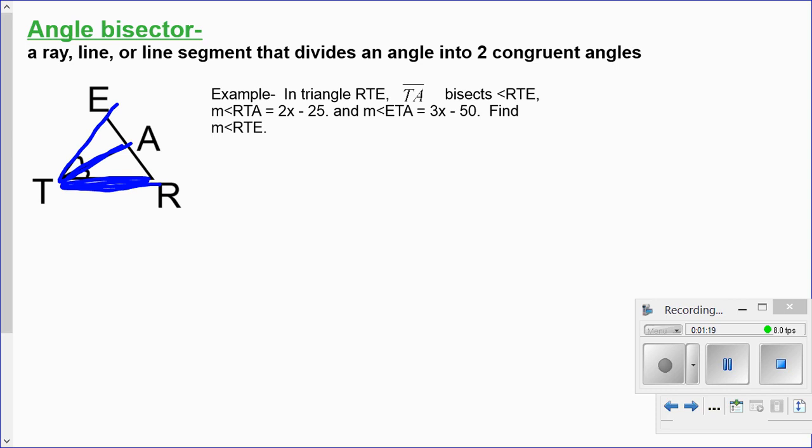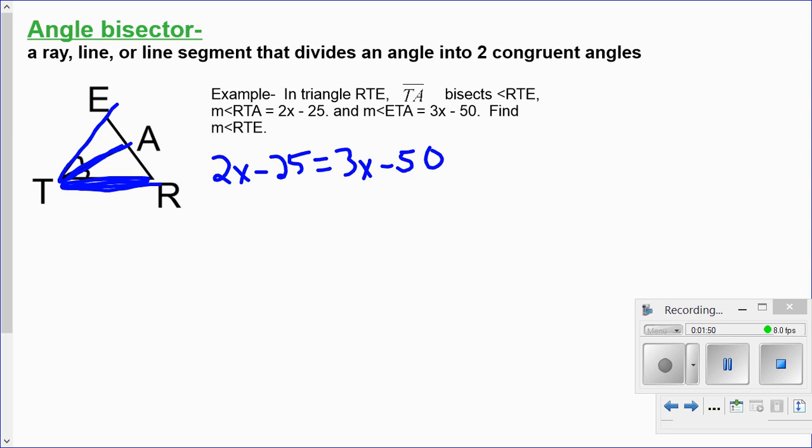So we know that if the larger angle, angle ETR, is being bisected, then the two smaller angles, the ones that were just mentioned, RTA and ETA, are congruent. So if they're congruent, that means they have the same measure. So what we're going to do is set their measures equal. 2x minus 25 is equal to 3x minus 50. And we'll solve for x. And remember, when we're solving for x here, we are talking about angle measures, so we'll have degrees.